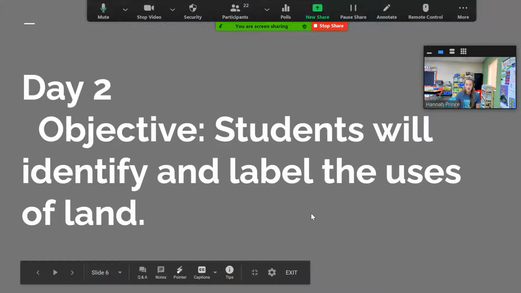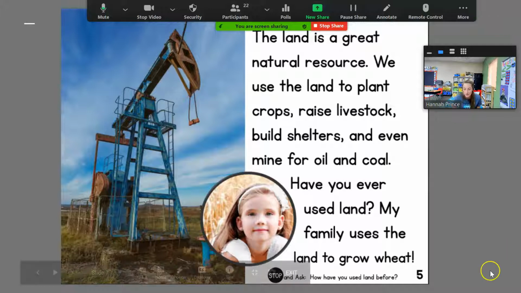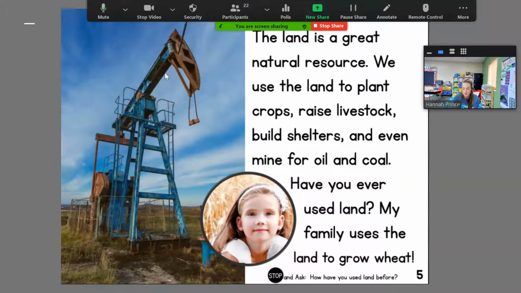Okay, so those were our example pictures. And now we're going to identify and label the uses of land. Okay? We're going to review by reading this page again. So I'm going to read this page to you. If you would like to follow along with your finger, that would be awesome. Maybe don't touch the screen though, because if you have a Chromebook, it could kind of mess the screen up. So you can follow along with your finger, or you can just read it in your head, or you can read it with your lips moving, okay?